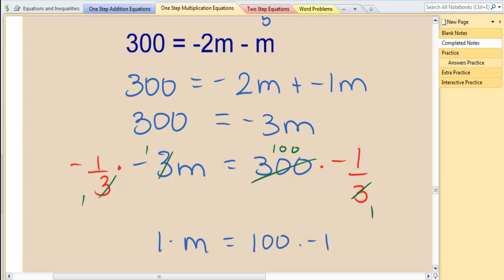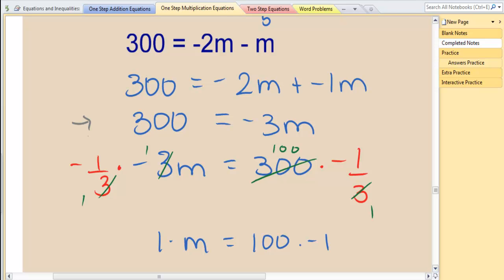For this next equation, I want to make sure that I change all subtraction to addition. There's no division, so I don't have to worry about changing that. I end up with negative 2m plus negative m. Those are like terms, so I'm going to go ahead and add like terms. They are also the same sign. So negative 2 plus negative 1, remember negative m is the same as negative 1m. Negative 2m plus negative 1m is negative 3m. So I end up with 300 equaling negative 3m.